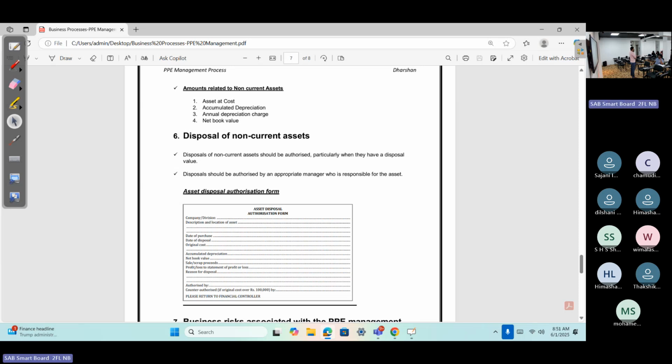First one, capital capex. Second one, authorization. Third one, vendor selection, supplier selection. Fourth one, most important, recording after purchasing, the fixed asset register. Fifth one, bookkeeping system, and sixth one is disposal. These are the 6 topics we discussed under PPE.